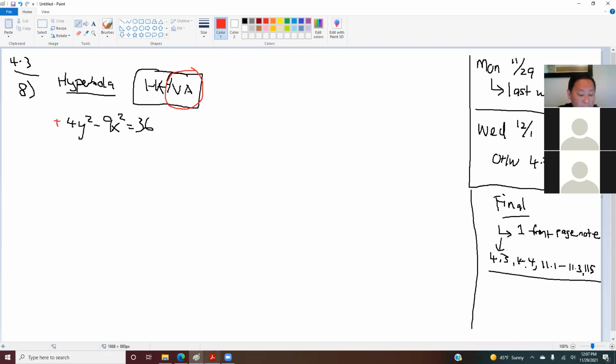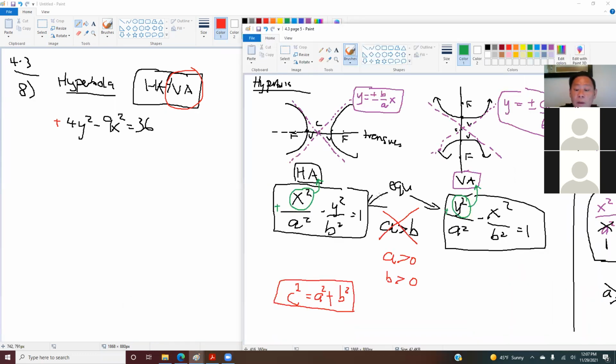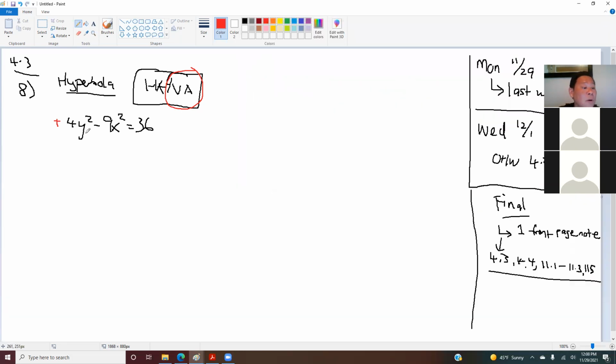But if you look at your formulas, your formula says that this has to always equal 1. So they're all always equal to 1. So we need to make this equal to 1. So I will divide everything by 36. So you will get 1.